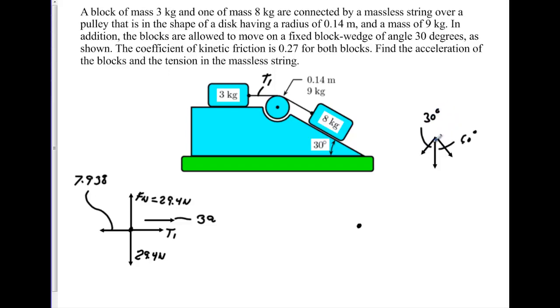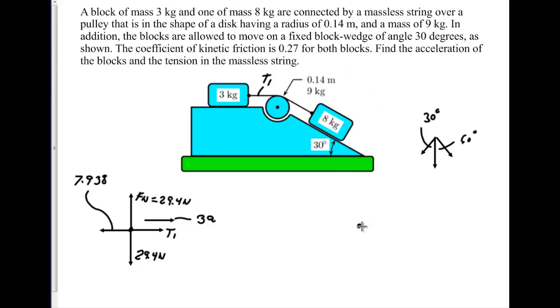So we know that this force here is going to be 8 times 9.8 times the cosine of 30. This one here we could say is going to be 8 times 9.8 times the cosine of 60, or 8 times 9.8 times the sine of 30. Either one's going to be fine. So we'll go ahead and draw our free body diagram now using only the components. I'm not going to use the 8 times 9.8.